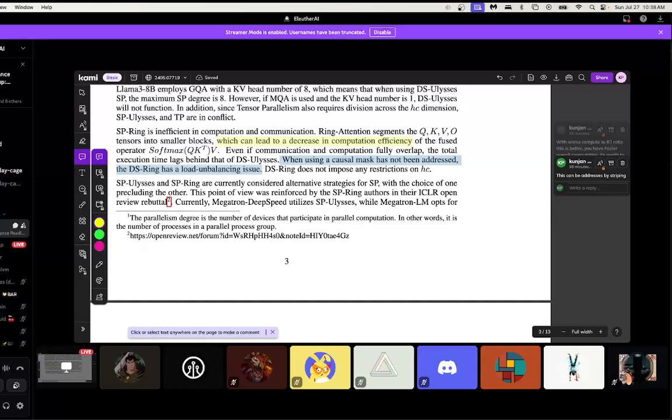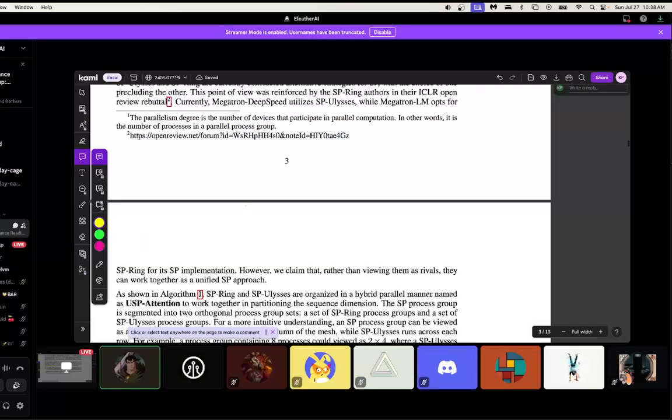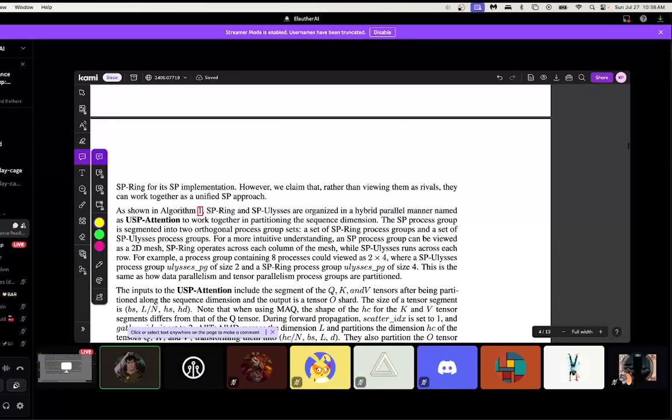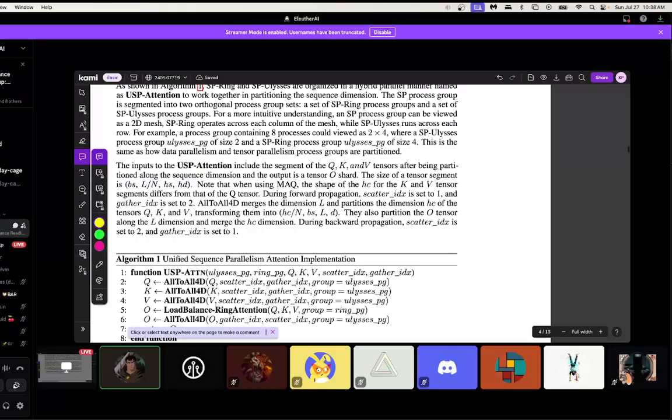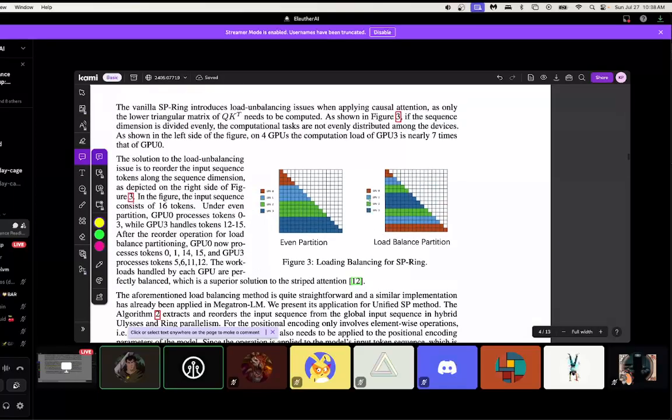How is striping different from what is shown in the diagram below? Yeah, it is the same. Whatever they call it, I think we call it striping in MaxText. Load balance partition. Yeah, I actually have a question about this.